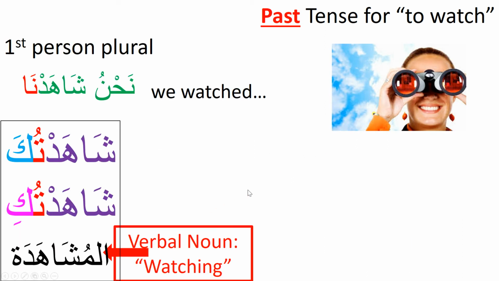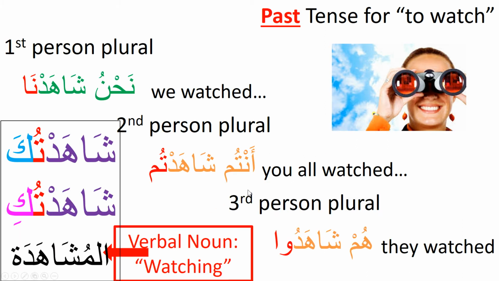All right. What about the plural forms? Nahnu shahadna. We watched. There's the na that indicates that we did something in the past, but that also serves as a pronoun suffix, an object pronoun, but that's not how it's being used here. It's being used to indicate who did the verb, right?